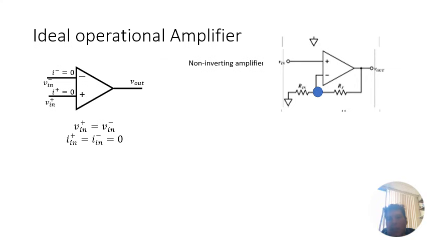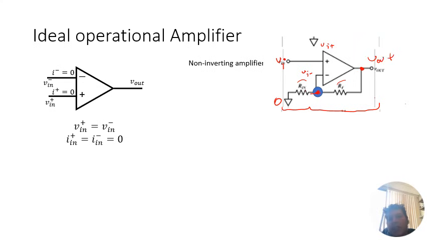So let's look at an example. This is what we call a non-inverting amplifier. In this particular case, you have a resistor Rin and a resistor RF, and that resistor sits between the output and the Vi minus. So this is Vi minus, and this is Vi plus. This is the input Vi, and this is ground, so that's just 0. And then this is V out.